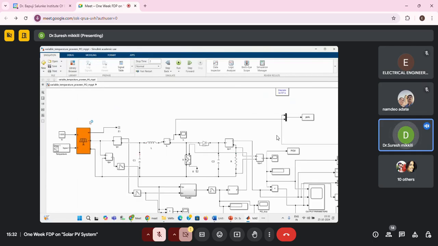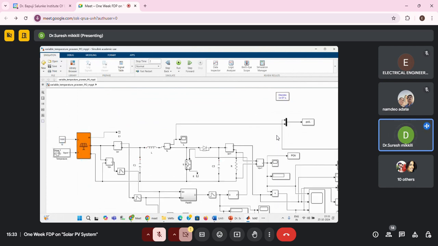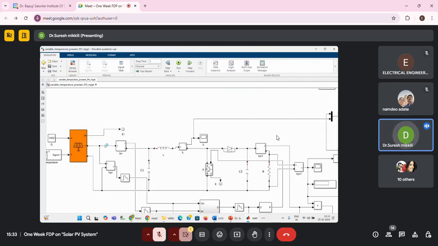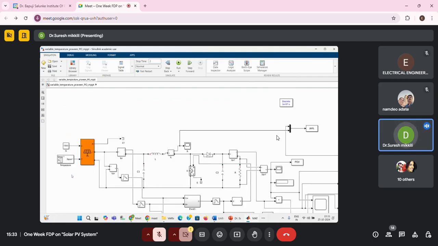Now, suppose I have taken only one module. I want to create variable temperature. How to create variable temperature? Can you tell me? See, previously I have taken constant temperature. Till now we have seen variable irradiance, where we changed the values. If I want to change the temperature on each and every PV module, how do I change it? Can you tell me?